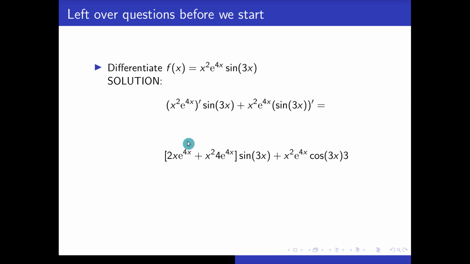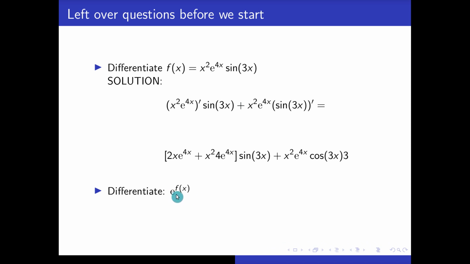So we have 2x e to the 4x plus x squared. The 4 drops down, right? This is e to the 4x times the derivative of 4x, which is 4, times sine of 3x plus x squared e to the 4x. And then the derivative of sine is cosine. 3x stays there. And then you multiply by the derivative of 3x. Good.